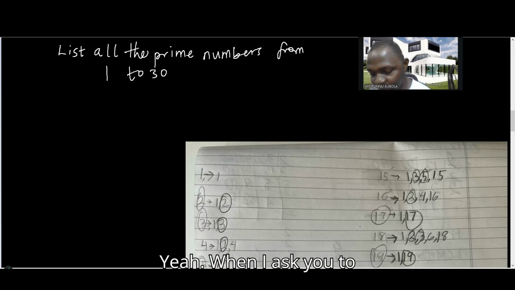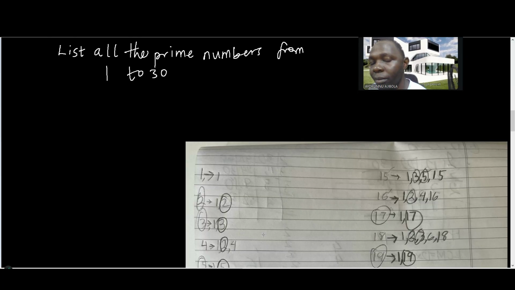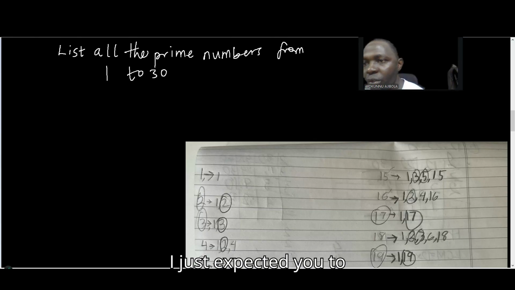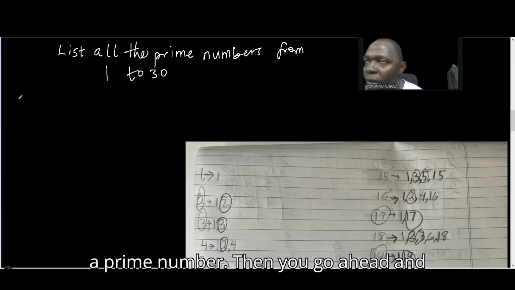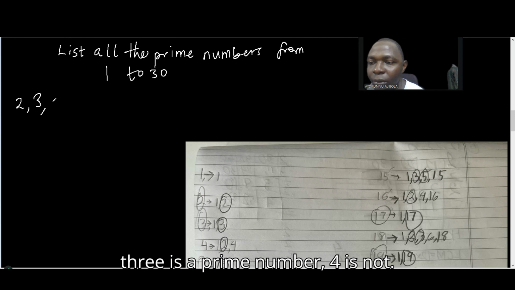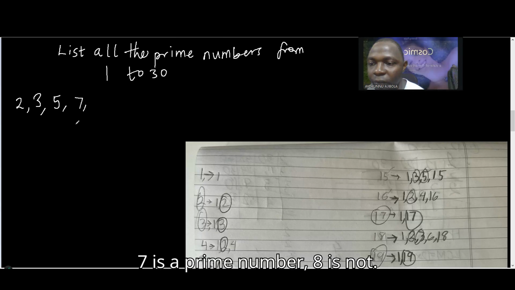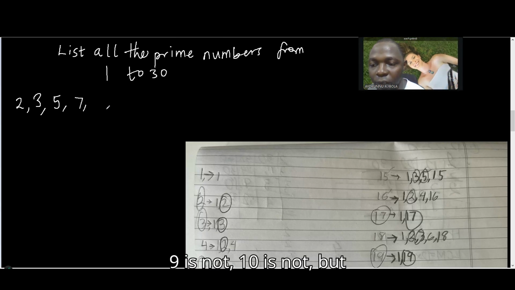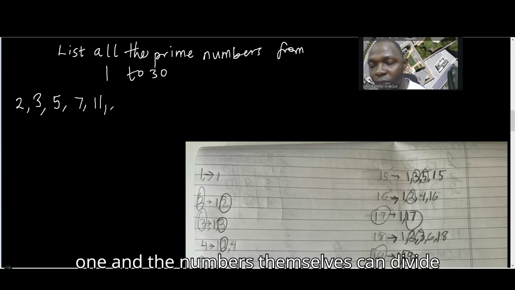When I ask you to list the prime numbers from 1 to 30, I just expected you to say, I know 1 is not a prime number. Then you go ahead and say, 2 is a prime number. 3 is a prime number. 4 is not. Then 5 is a prime number. 6 is not. 7 is a prime number. 8 is not. 9 is not. 10 is not. But 11 is a prime number. All these numbers are prime numbers because only 1 and the numbers themselves can divide them.